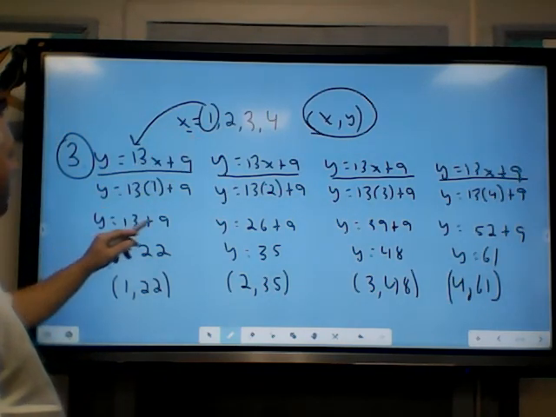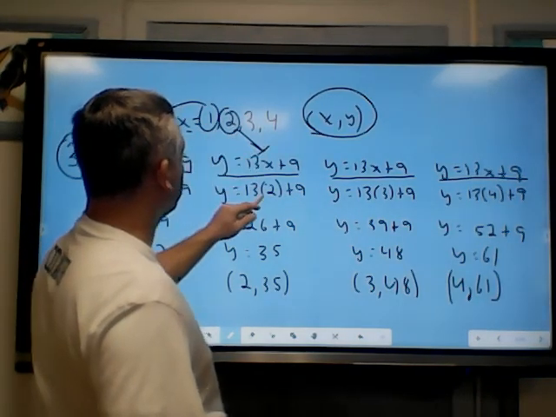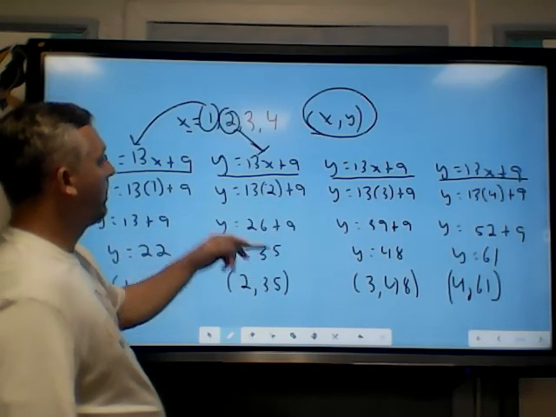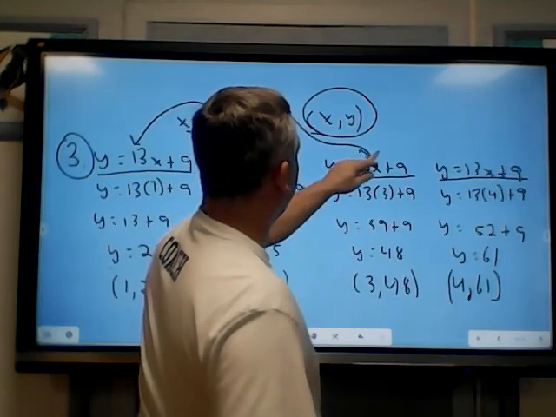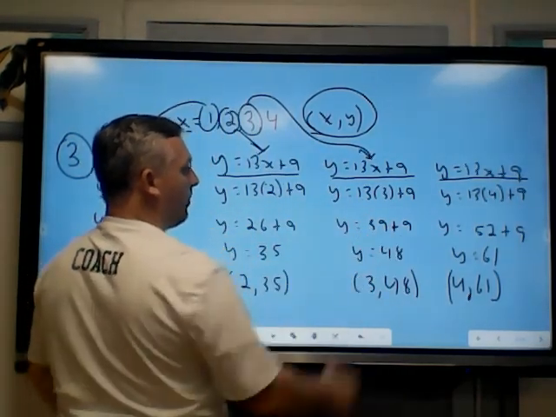13 times 1 is 13, plus 9 is 22. Then I took the 2 and I replaced it here for x. 13 times 2 is 26, plus 9 is 35. Remember, order of operations, multiply before you add. I took the 3 and plugged it in here. So 13 times 3, 39 plus 9 is 48.